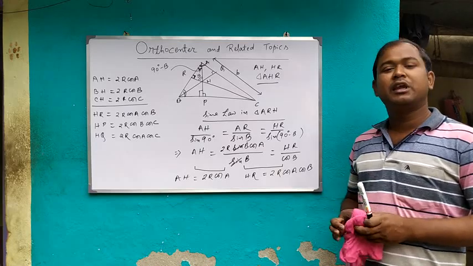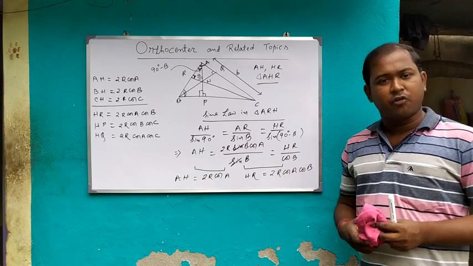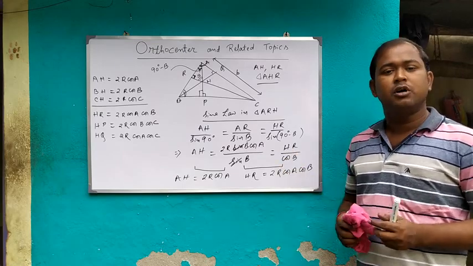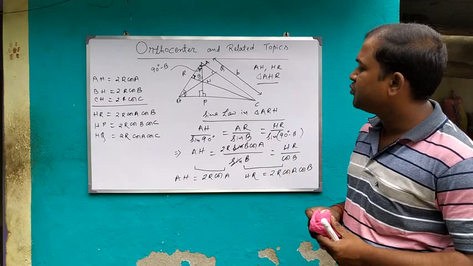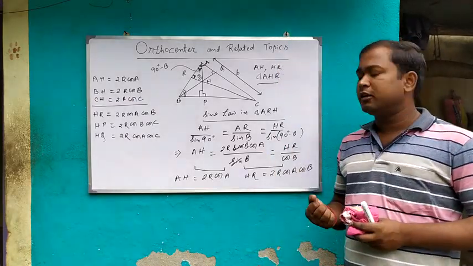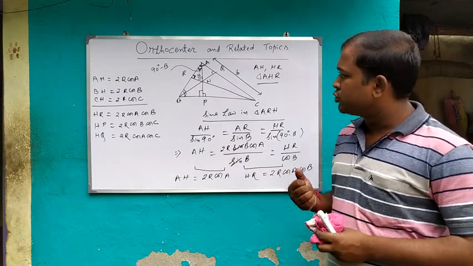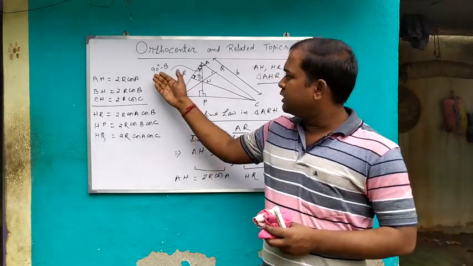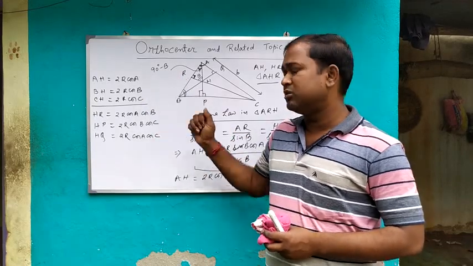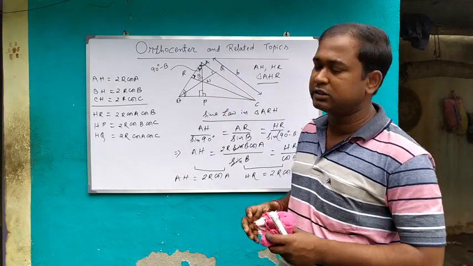Okay, so now we can move on to our next module, that is about pedal triangle. That is another concept which is also associated with this orthocenter. Before understanding the concept of pedal triangle, my request to you is that please try to remember these basic results, that is distance of orthocenter from vertices and sides.